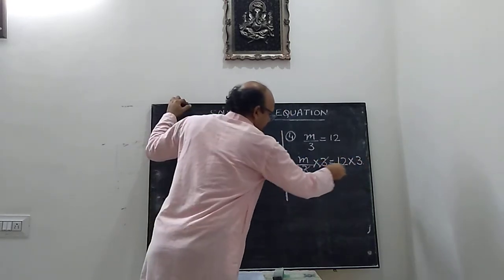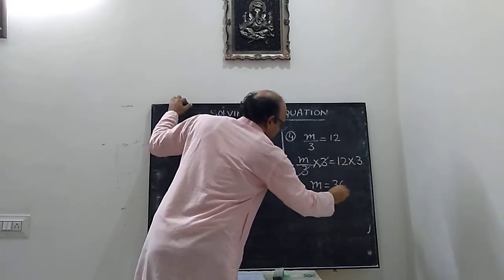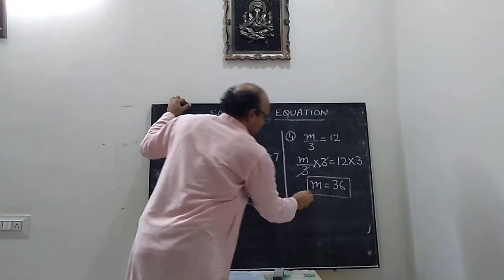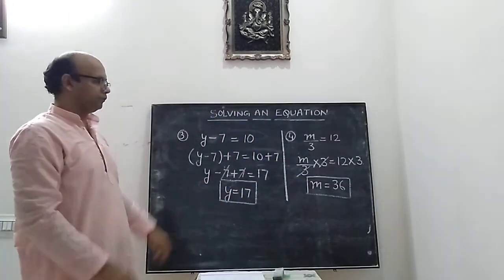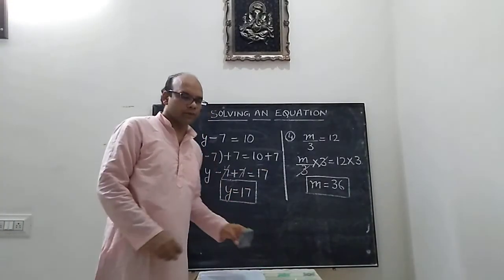So 3 and 3 cancel out. So we have 12 is the 36. So this is now the solution. Okay, so m is actually equal to 36.